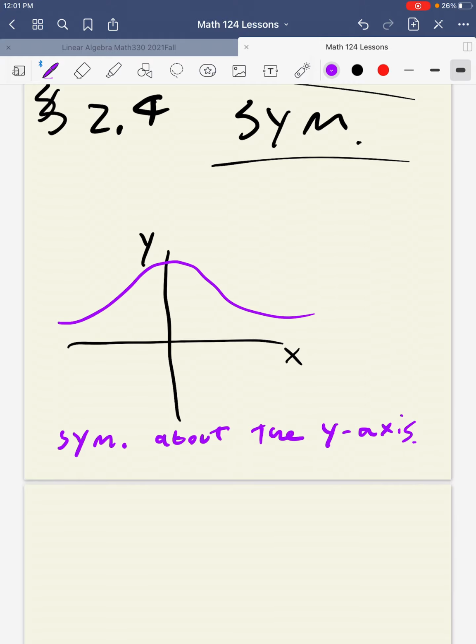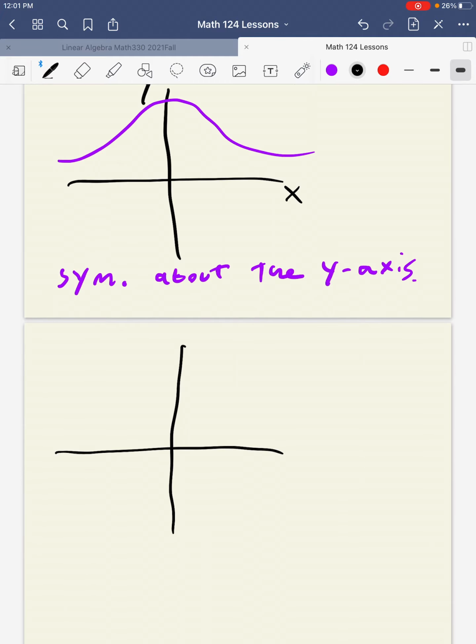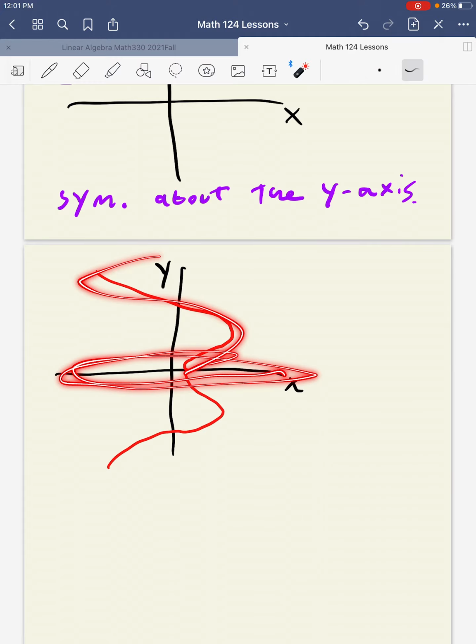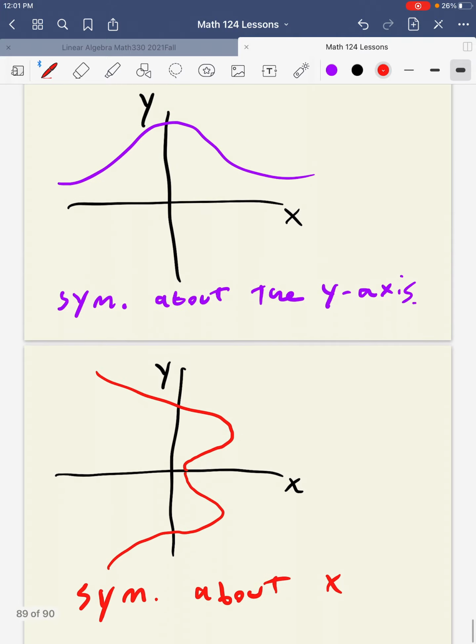Okay? Now, let me draw a picture that is symmetric about the x-axis. So here, the x-axis will act like a mirror. Whatever happens on this side, the mirror image will happen on the other side. So it's sort of like this x-axis is a mirror. This is the mirror image of that. So this is symmetric about the x-axis. Okay, so these are pretty easy.